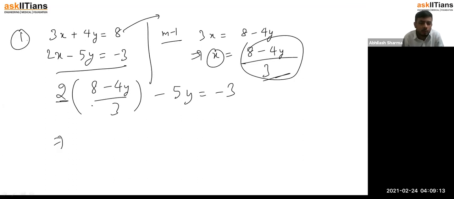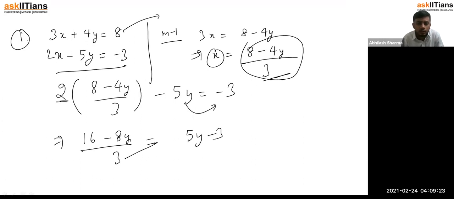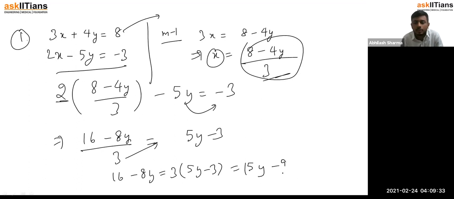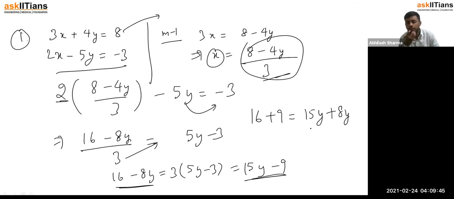Now solving this, let's see what we are getting. Just multiply by 2, you are getting (16 minus 8y) upon 3 equal to 5y minus 3. I have taken this 5y here, right? Now cross multiplying, we get 16 minus 8y equal to 3 into (5y minus 3). This gives us 15y minus 9. So from these two equations, what can we say? That if you bring 9 to that side, you will get 16 plus 9. And if you take 8y to this side, you will get 15y plus 8y. I hope this point is clear to everyone.